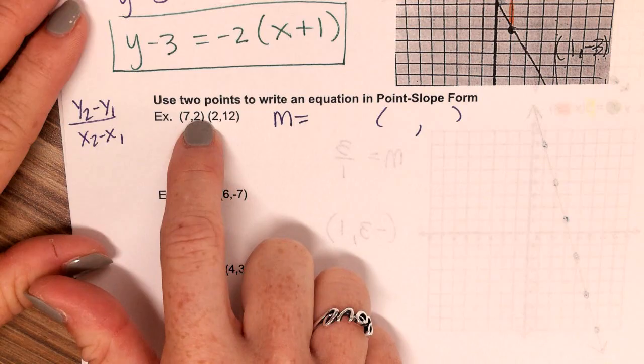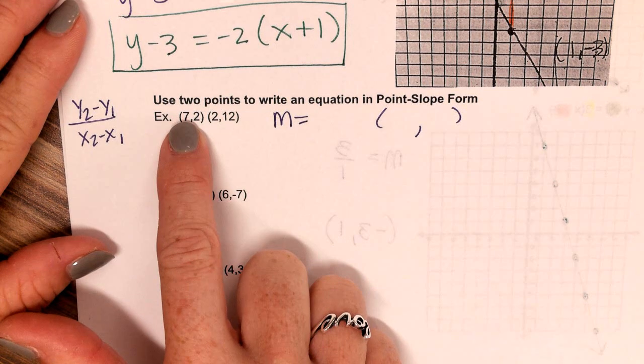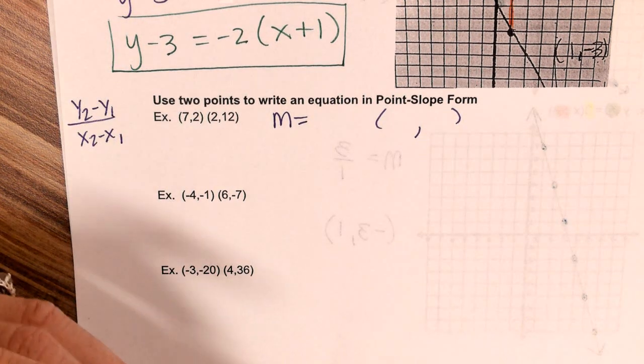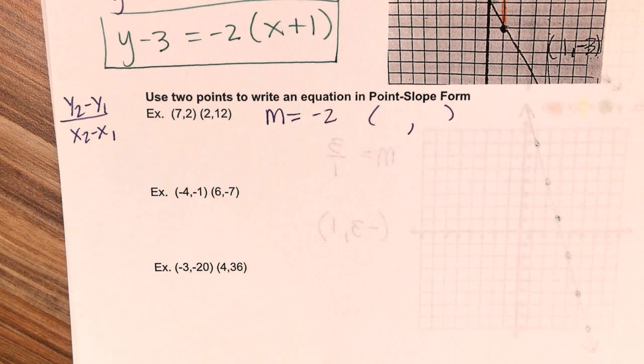What's 12 minus 2? 10. What's 2 minus 7? Negative 5. What's 10 divided by negative 5? Negative 2. And if you can't do it, then put it in your calculator, right? Yes or no? Are y'all good?